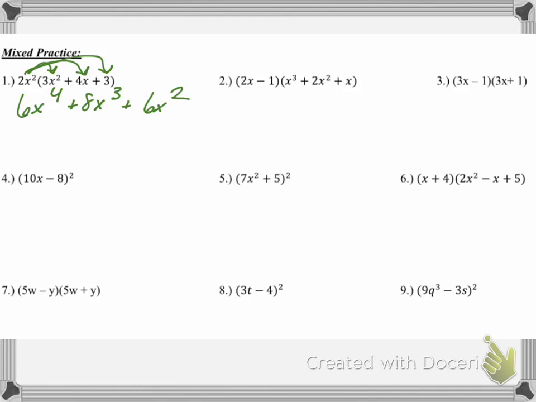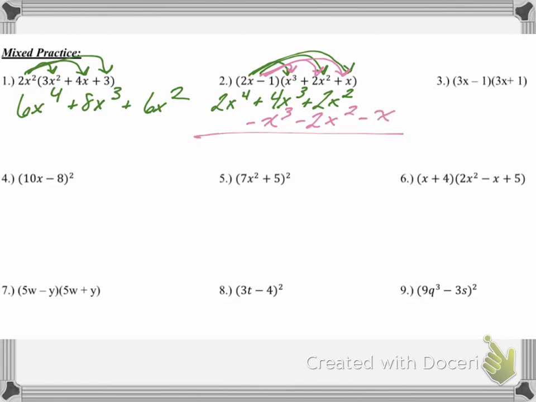Number 2, I've got repeated distribution here. So I got to distribute the 2x to everything. So I'm going to do that first. So that gives me 2x to the power of 4, 4x to the power of 3, and then 2x squared. And then I'm going to distribute the negative 1 to everything. So I'll go ahead and do that next. And remember, I like to kind of line up my like terms underneath one another. So when negative 1 times x cubed is multiplied, I get negative x cubed, then negative 2x squared, and minus x. So then from here, I can go ahead and combine like terms, which is adding.